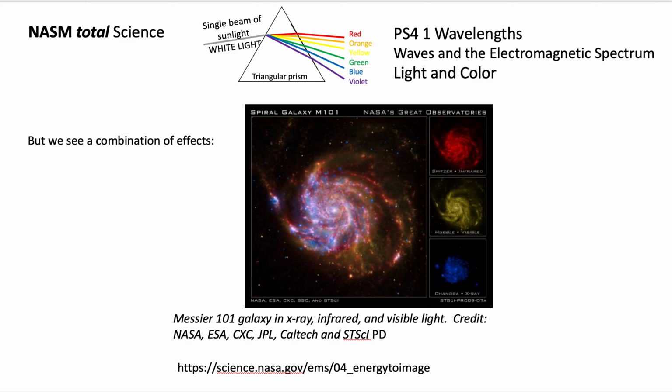And what we normally see is a combination of effects. So here's a Messier galaxy, which is a combination of X-ray, infrared, and indeed visible light representations, and when they're combined, you get that amazing one in the middle.